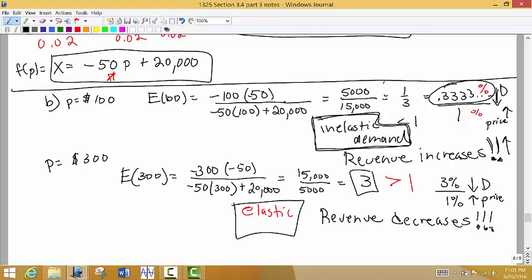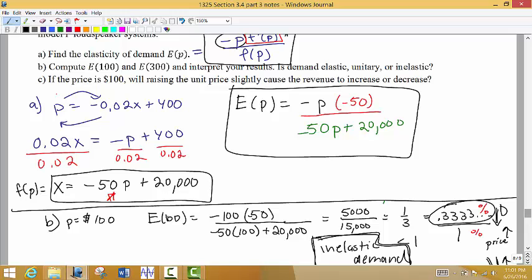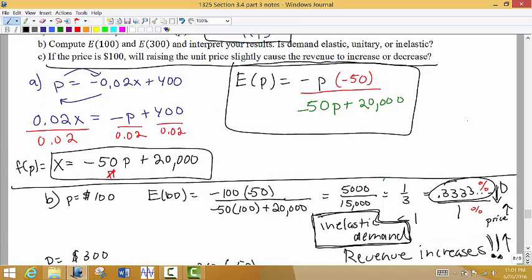All right, so you'd answer this question for a price point of 100 and a price of 300. Part C up here is asking us what we already talked about. If the price is $100, will raising the price slightly cause the revenue to increase or decrease? And we've already said that that would cause our revenue to increase. So if we raise our price, our revenue will go in the same direction. Our revenue will also increase. All right.